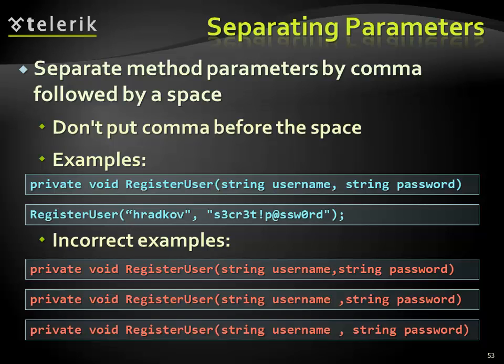So let's have a look through the bad examples. On the first one we have no space after the comma, so that's wrong. On the second example we have a space before the comma, so that's wrong as well. And on the third example we have a space before the comma, which is wrong, and a space after the comma, which is correct, but because of the space before the comma it is incorrect. So looking at the top examples again, we can see that they have been done in the way that we expect.